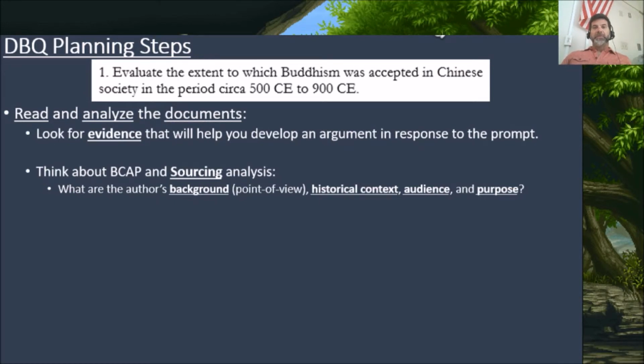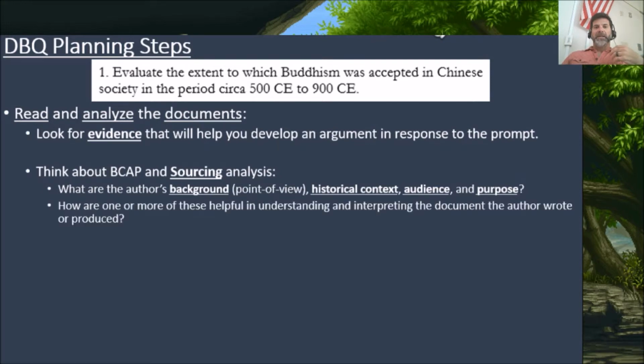Then think about the specific historical context of that document. What's going on right around the time that document was written? Then think about the audience for the document. Who's supposed to be seeing this or reading this or taking it in? And that's usually going to be related to purpose. What is the thing that this author is trying to accomplish? What are they trying to convince their audience of in this document?